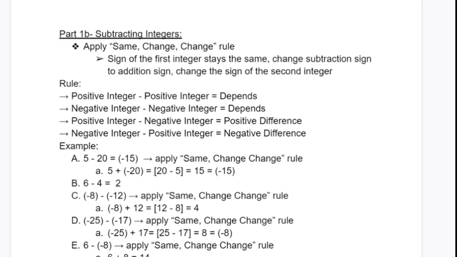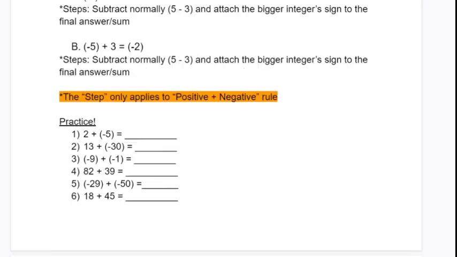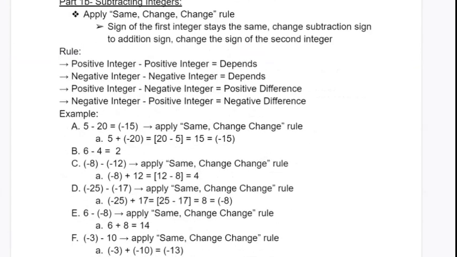When you have a positive minus a positive, it depends. Negative minus negative depends, kind of like the same thing as here, where you attach the bigger integer sign. Positive minus negative is always positive, and a positive or negative minus a positive is a negative.